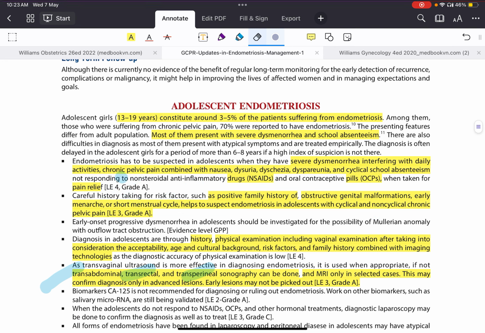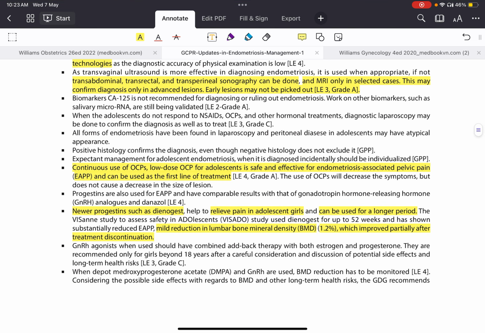not responding to NSAIDs or OCPs, then you can go for laparoscopy. Even in adolescents, you can give continuous OCPs, that is safe. We can give for pain. It's a first line of management. Progestins can be used. A newer progestin is dienogest, which relieves the pain, with mild reduction in lumbar bone density with improvement after discontinuation.